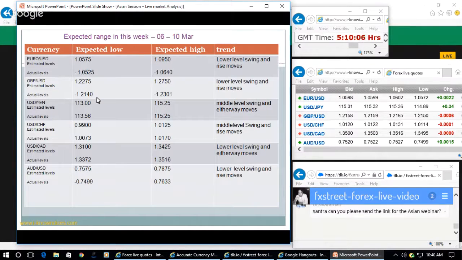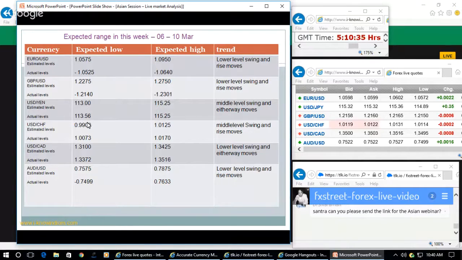Now the levels in which they are expected to make the swings in the market. Euro has made a 100 pips range only, not able to go up, but today they are expected to gain the levels in the case of euro. And in the case of GBP, they made the drop below 1.2275 and they are holding it, and they are expected to gain the level above 1.23.